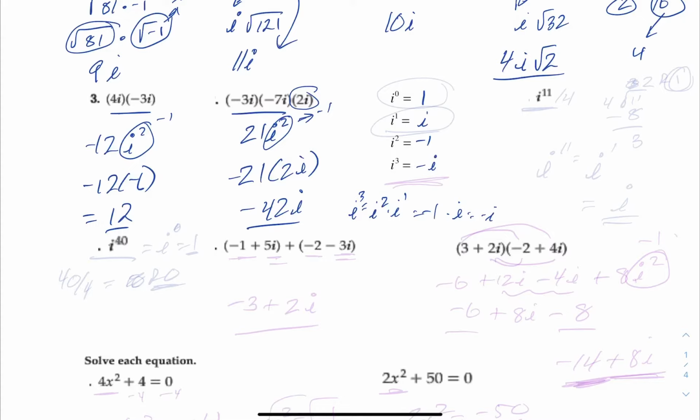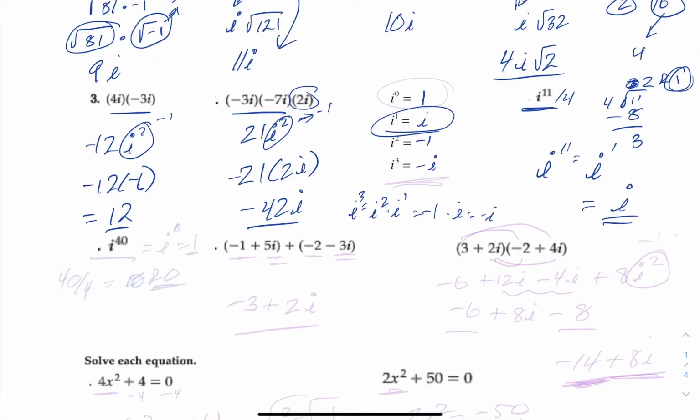If you get i to the 4th, same thing as i to the 0. Just keep going around and around in a circle. So for i to the 11th, all we've got to do is divide by 4, because there's only 4 options. 11 divided by 4 is 2, minus 8, remainder 3. So I get i to the 11th is just the same thing as i cubed. All we care about is the remainder.